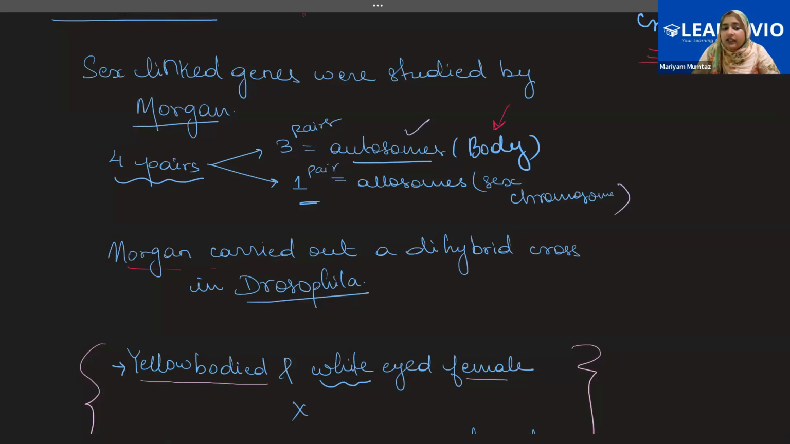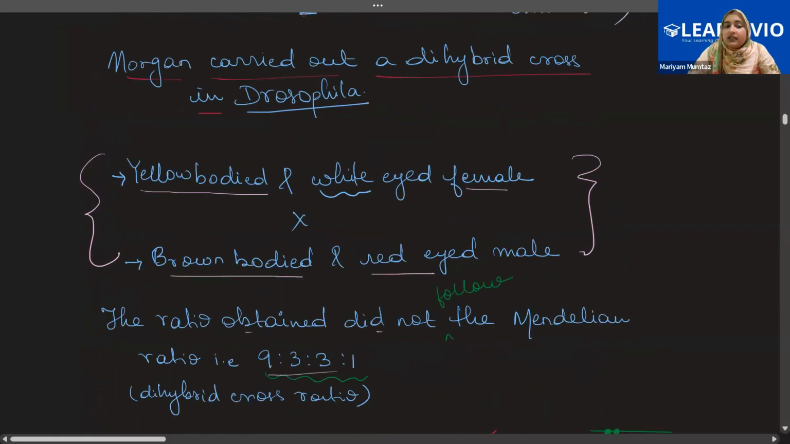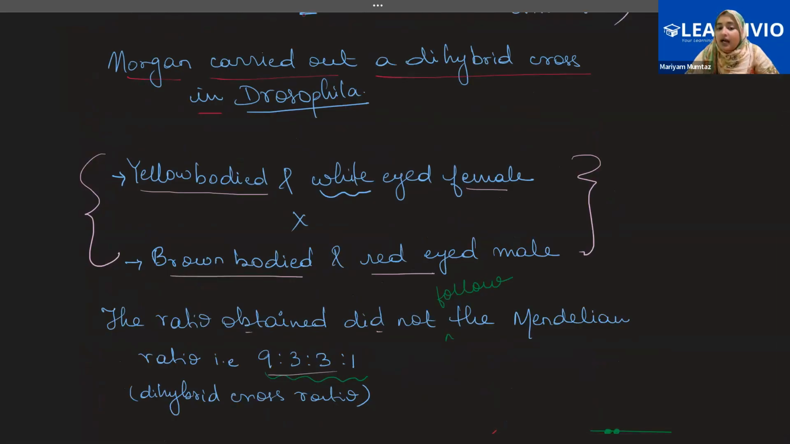So Morgan carried out a dihybrid cross in Drosophila, wherein he crossed a yellow-bodied, white-eyed female with a brown-bodied, red-eyed male.